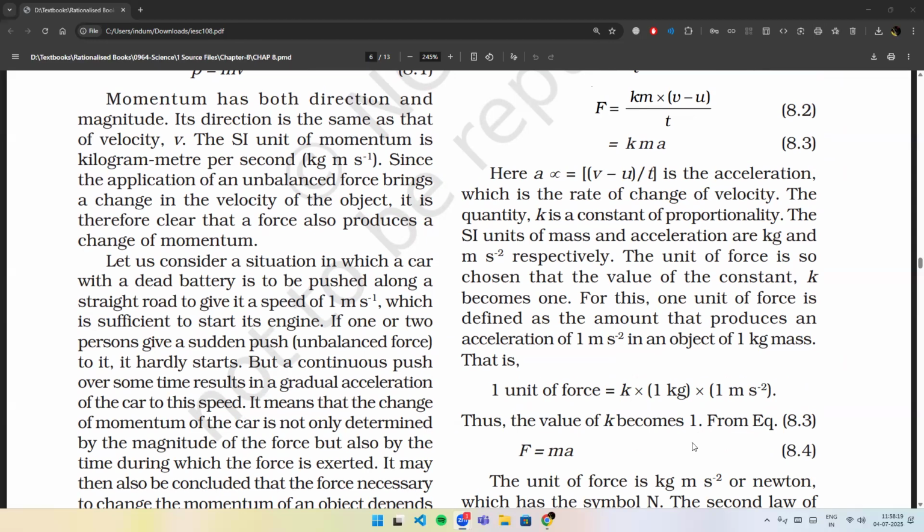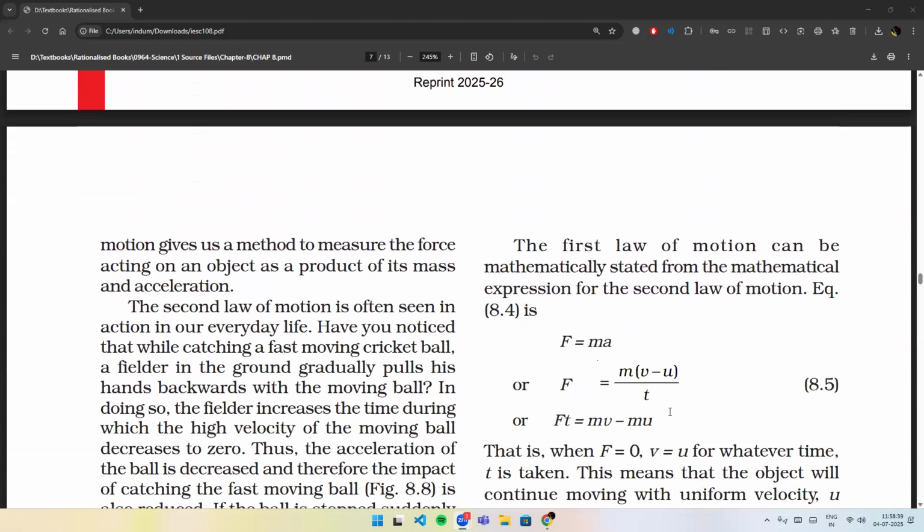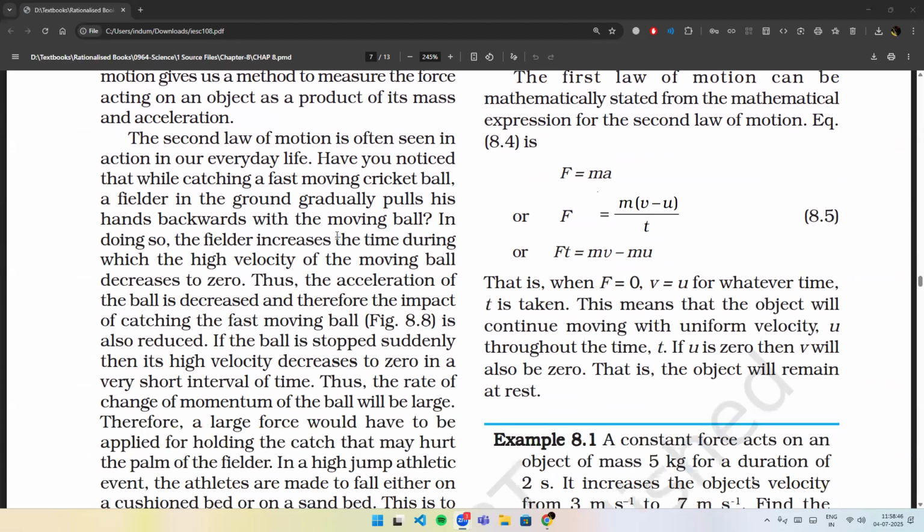For this, 1 unit of force is defined as the amount that produces an acceleration of 1 meter per second square in an object of 1 kg mass. So now the formula becomes F is equal to ma. The unit of force is kg meter per second square or Newton, which has the symbol N. The second law of motion gives us a method to measure the force acting on an object as a product of its mass and acceleration.